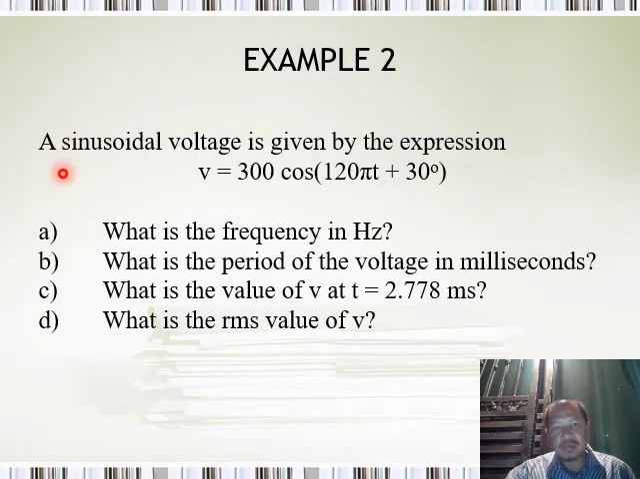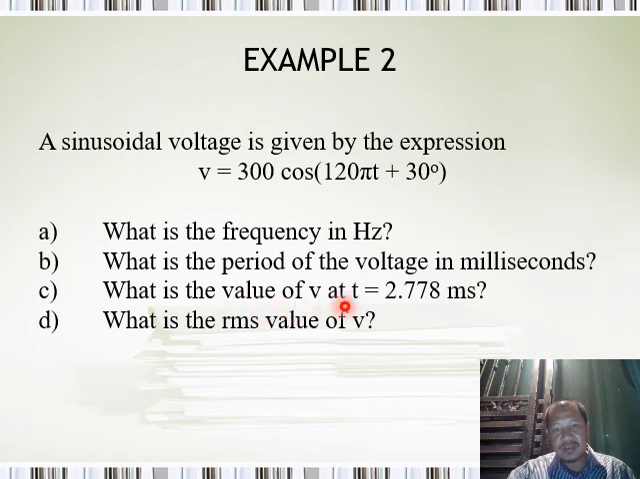So example 2. A sine wave is given by the expression V equal to 300 cos(120 pi t plus 30 degrees). Okay, what is the frequency in hertz? So what is the frequency? This part, convert this part into hertz. What is the period? In milliseconds.